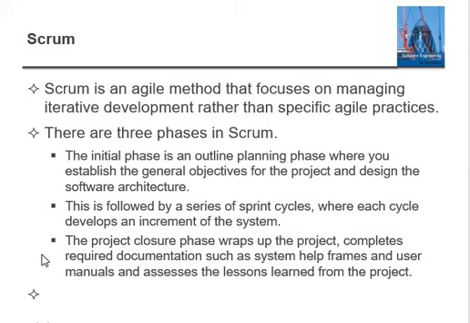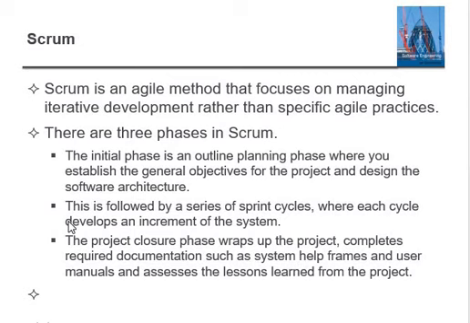Scrum is an agile method that focuses on managing iterative development rather than a specific agile practice. There are three phases in Scrum. The initial phase is an outline planning phase where you establish the general objectives for a project and design the software architecture. This is followed by a series of sprint cycles. So Scrum is a part of the agile method, something managers use in the IT industry.